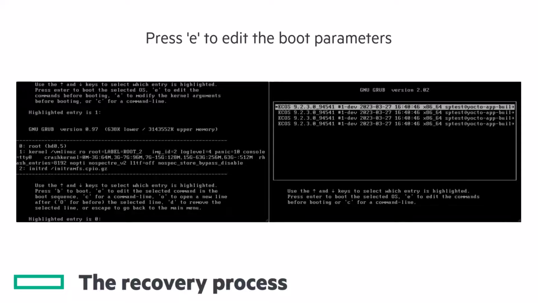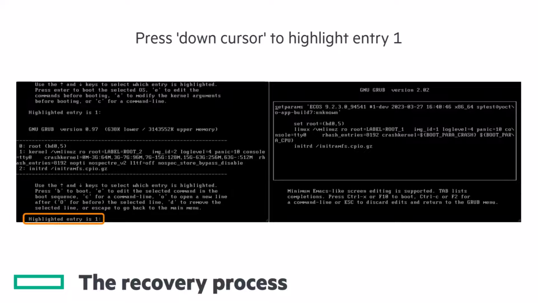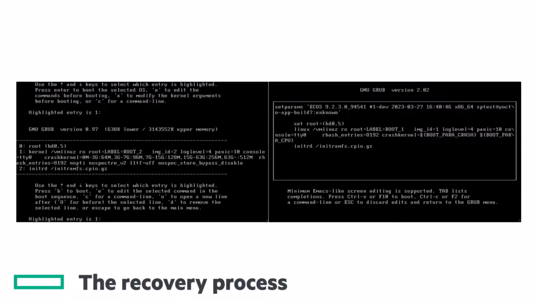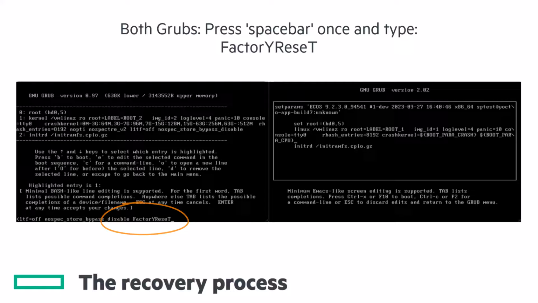Press E to edit the boot options at the GRUB menu, and then press the down cursor key until the last line reads highlighted entry is 1. For GRUB 2.02, press down until the cursor reaches the line starting initrd, then press the left cursor button. Press E to edit the line. Press the spacebar once, and then type factory-reset. This is case sensitive and should be typed exactly as it appears here.